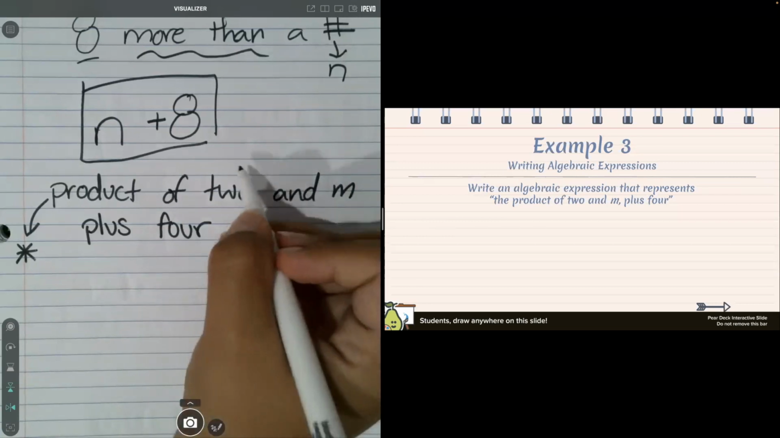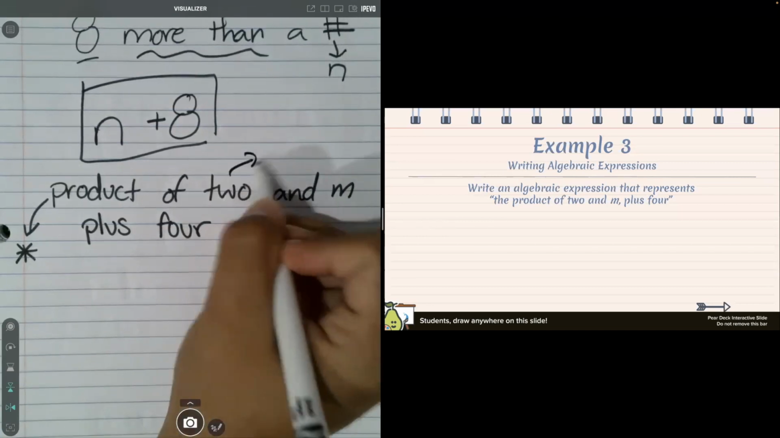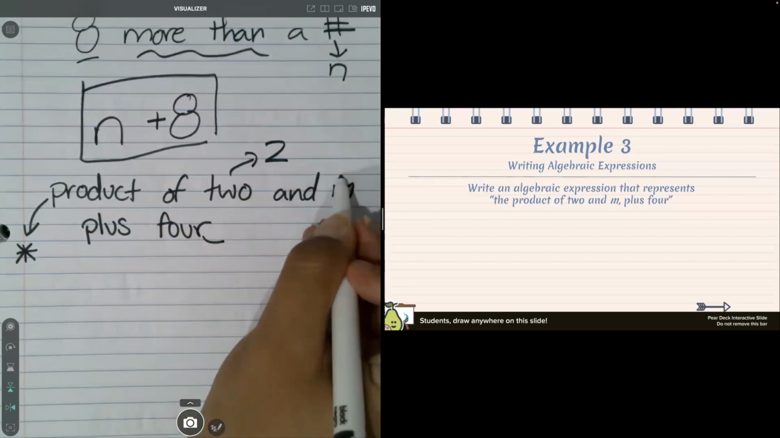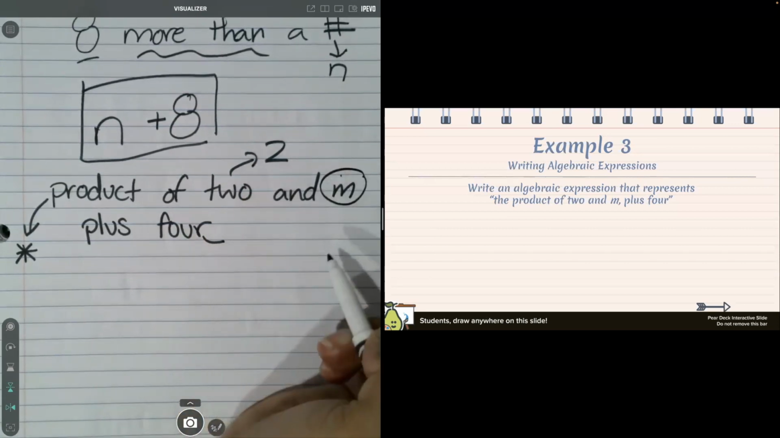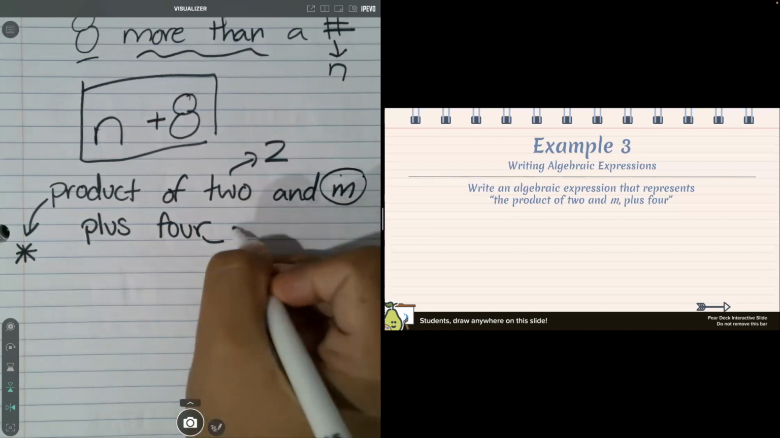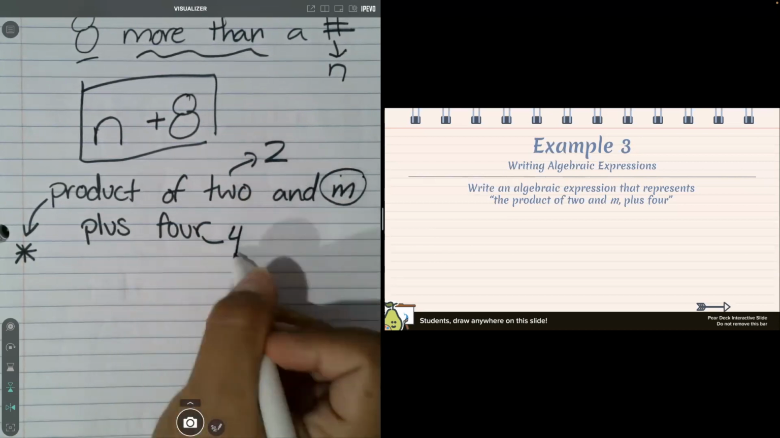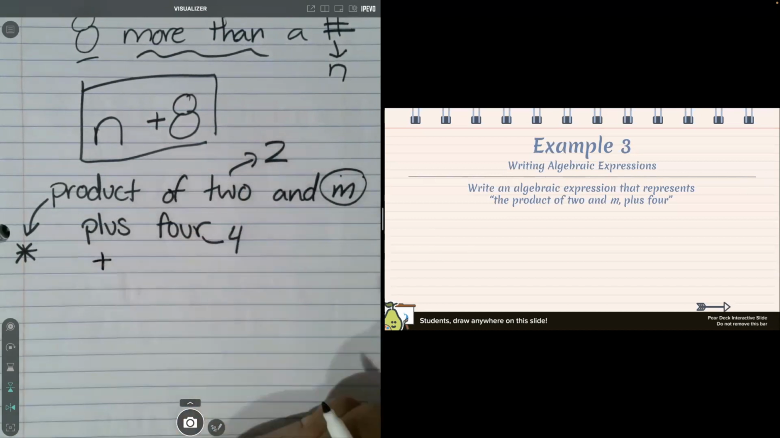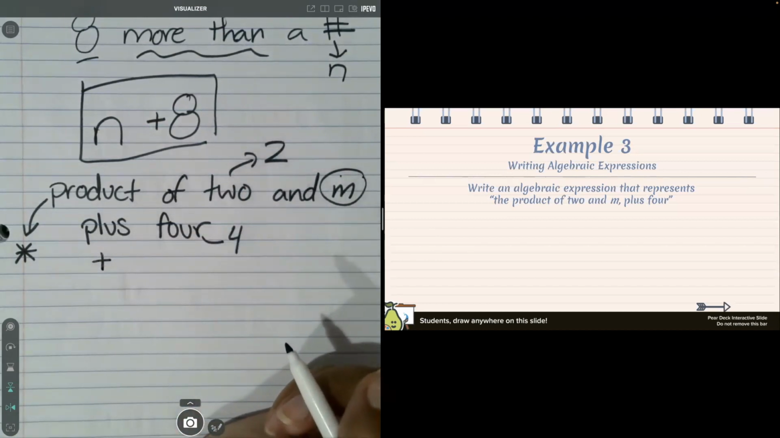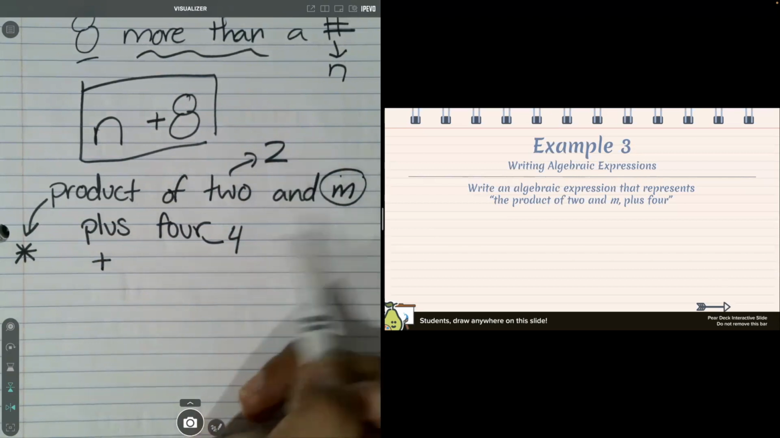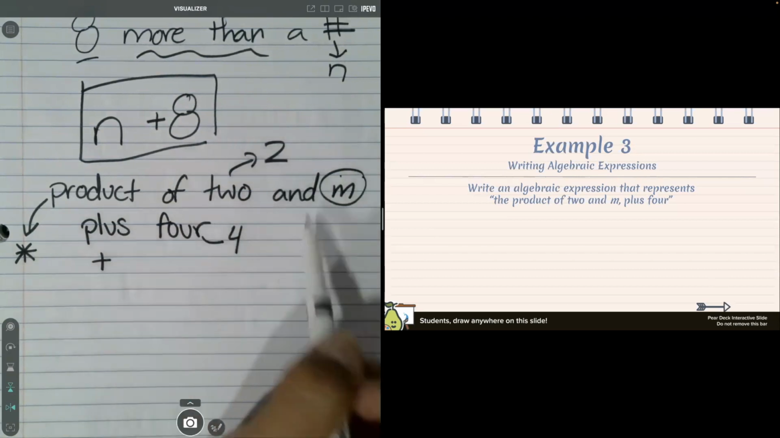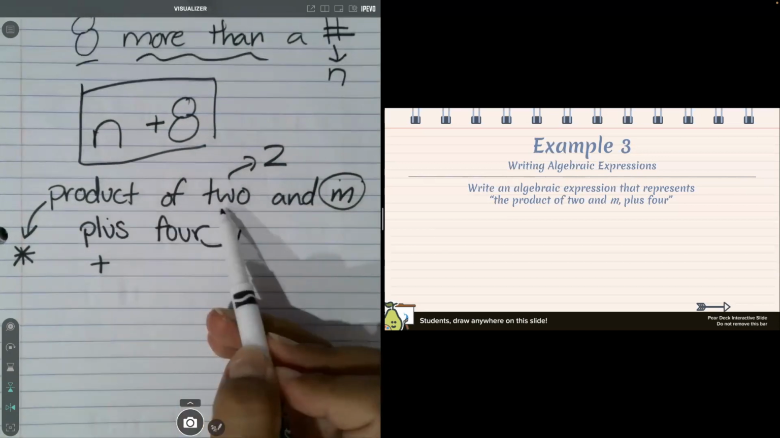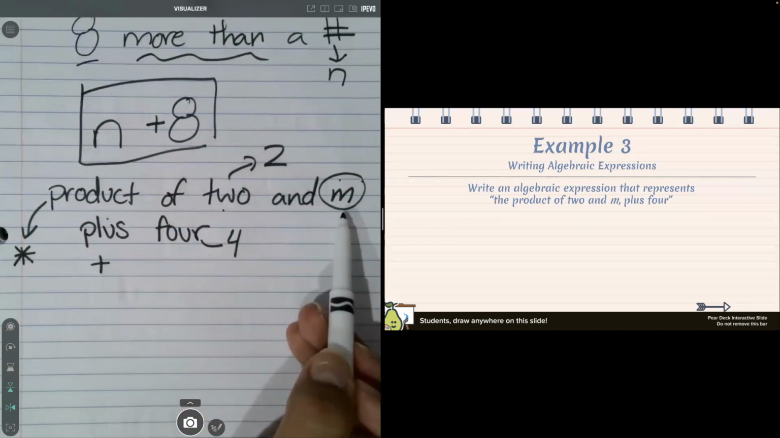Multiply number 2 and m. So this is my variable. I'm just going to leave it as m. And here I know this 4 I can represent as a number 4, and plus is addition. Okay. So now I wrote the symbols and the numbers that represent whatever this is talking about. But it's asking me the product of 2 and m.